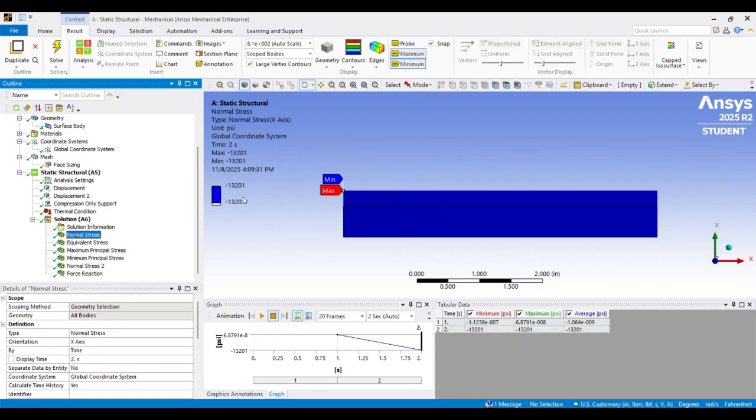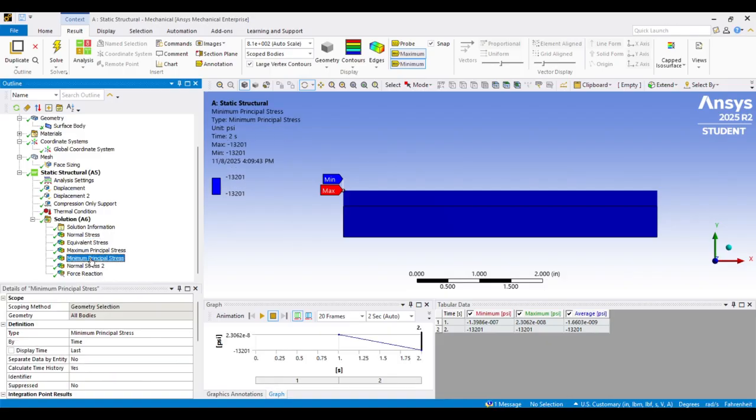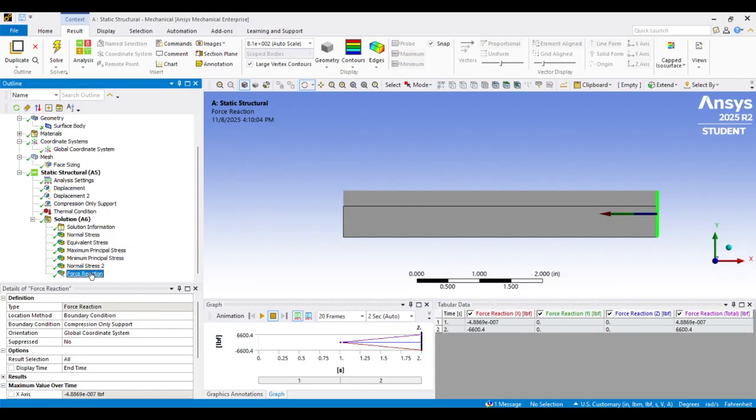So you see here now I'm getting a compressive stress of negative 13,201 psi, and that equals our minimum principal stress because it's compressive, and also our equivalent stress because we only have one principal stress. See, our maximum is 0, as this is only a compressive stress. And then I've shown here our force reaction.